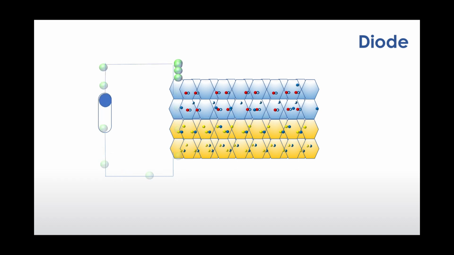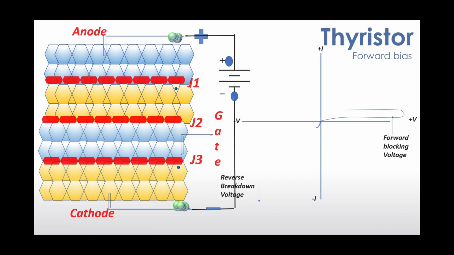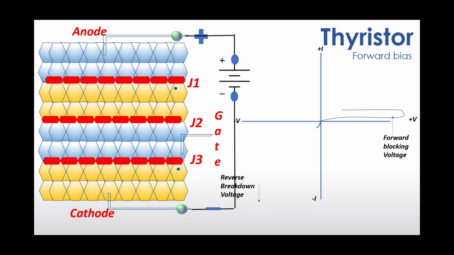If we connect a forward bias to it, and this forward bias voltage is higher than the barrier voltage we discussed, maybe more than 0.7 volt, then electrons again start conducting and current starts flowing. The same phenomenon applies to thyristors. In the case of a thyristor, the positive side we call the anode, the negative side we call the cathode, and as of now we are not connecting anything to the gate.